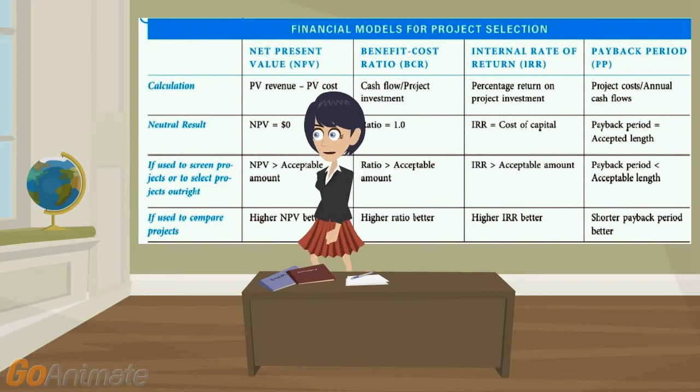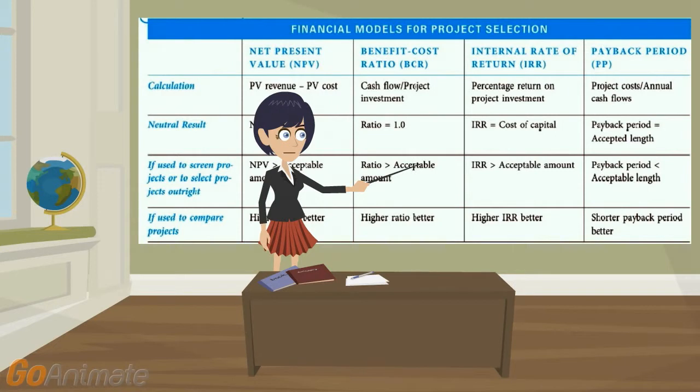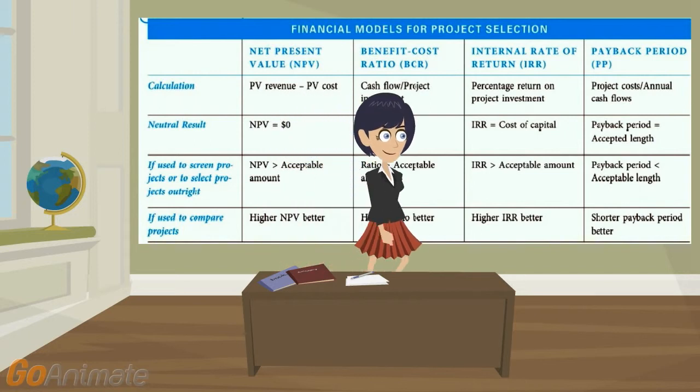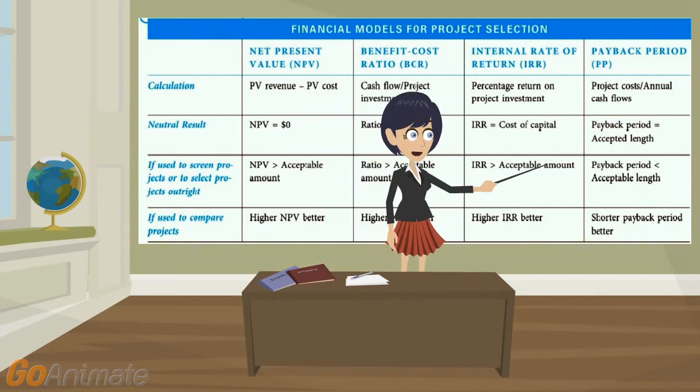The next model is benefit-cost ratio. In the benefit-cost ratio model, the ratio is obtained by dividing the cash flow by the initial cash outflow. A ratio above 1 means the project expects to make profit. Third is internal rate of return. In this model, the analyst calculates the percentage return expected on the project investments. A ratio above the current cost of capital is considered positive.